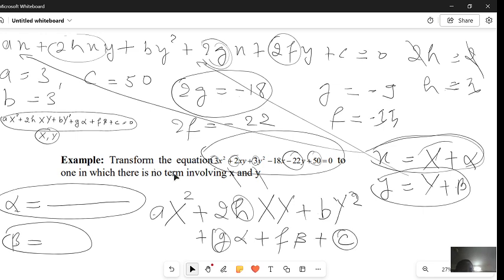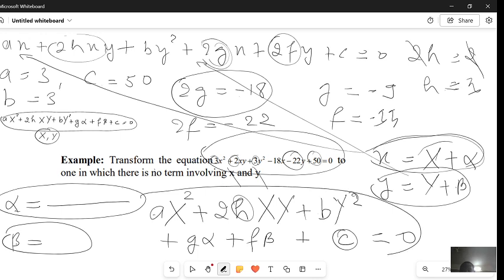C is constant, already known from here. F already known from here. Here it is supposed to be plus g alpha plus f beta plus c equals 0. Now this one is going to be my new equation. Now if I found my new equation, I will remove the small x and small y by using the translation.